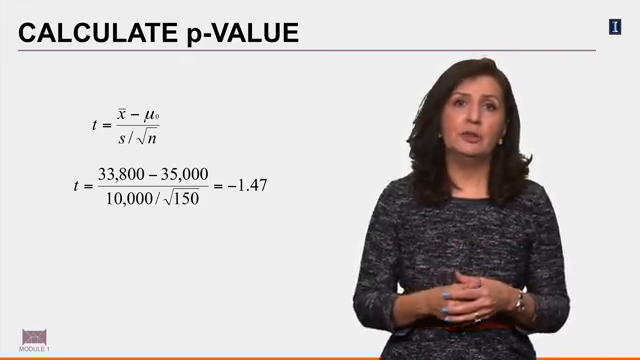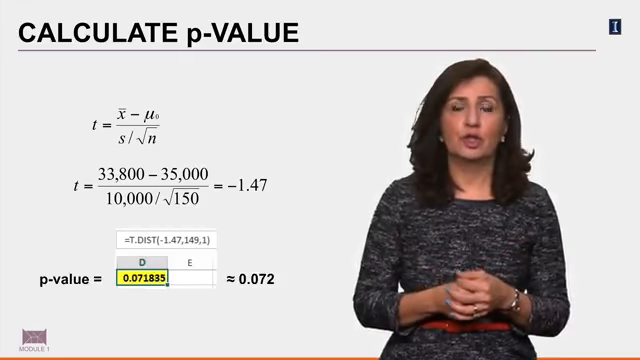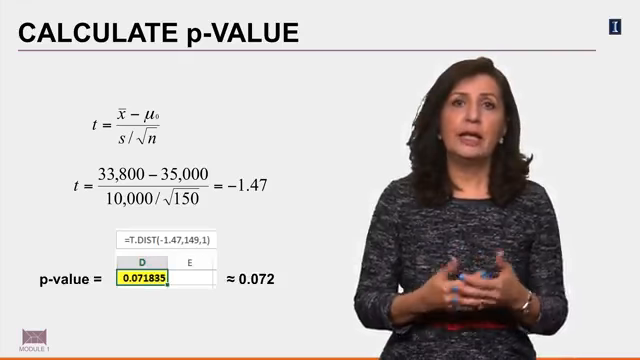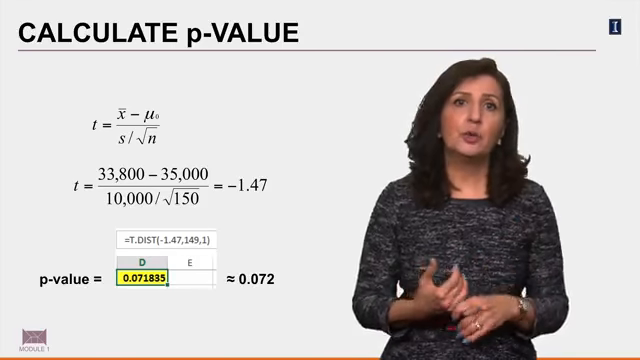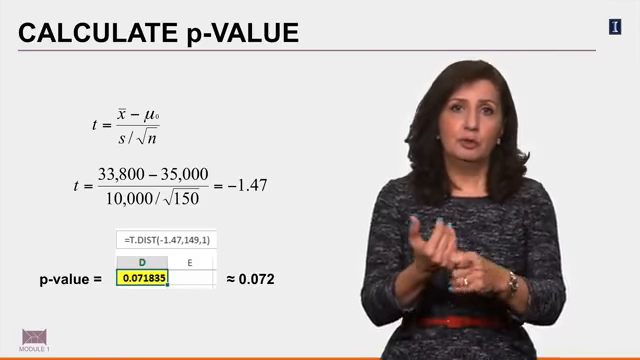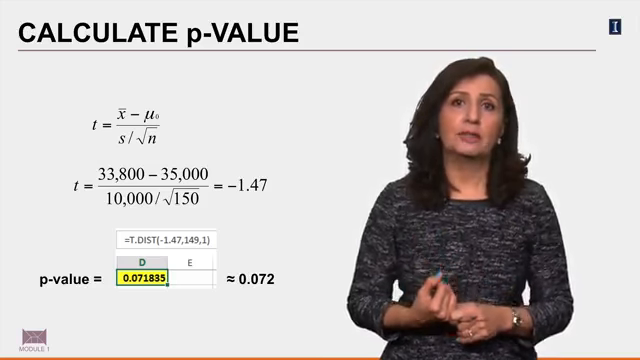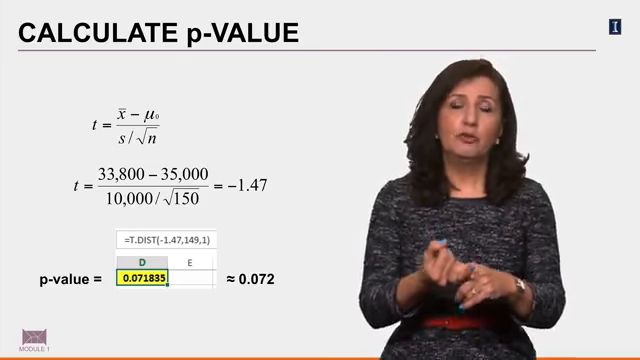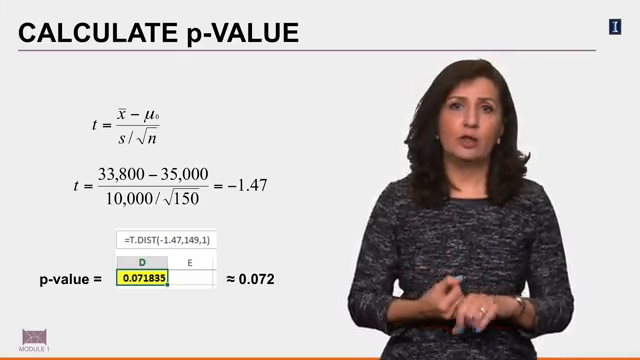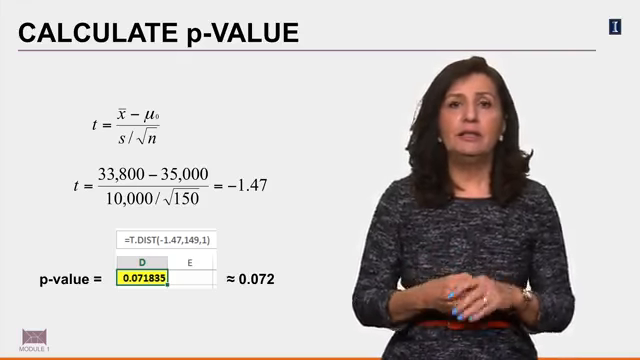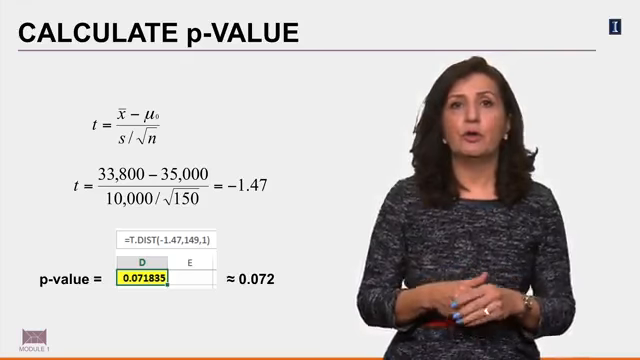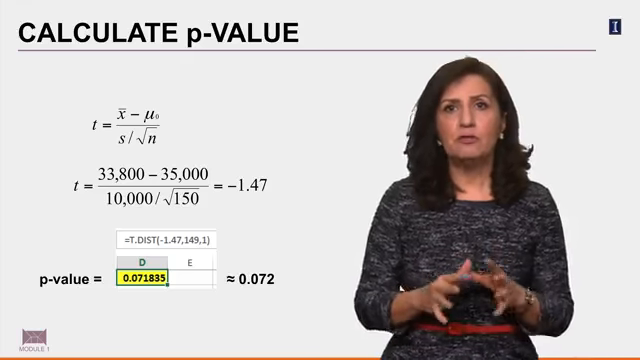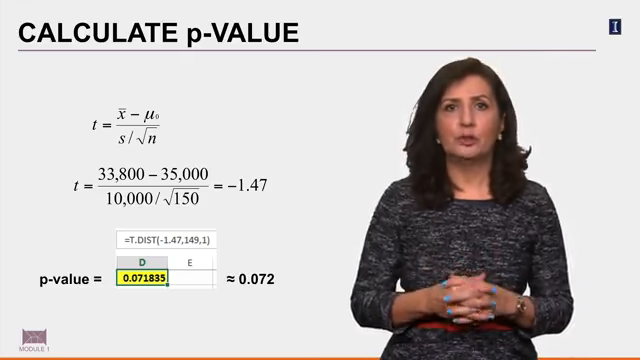The p-value is found by using the Excel function shown here. This function, again, has 3 arguments. The first one is the t-value, which you calculated to be negative 1.47. The second argument is the degrees of freedom, the sample size minus 1, which is 149. And the last argument is 1. And we get the p-value of 0.0718, or roughly about 0.072.